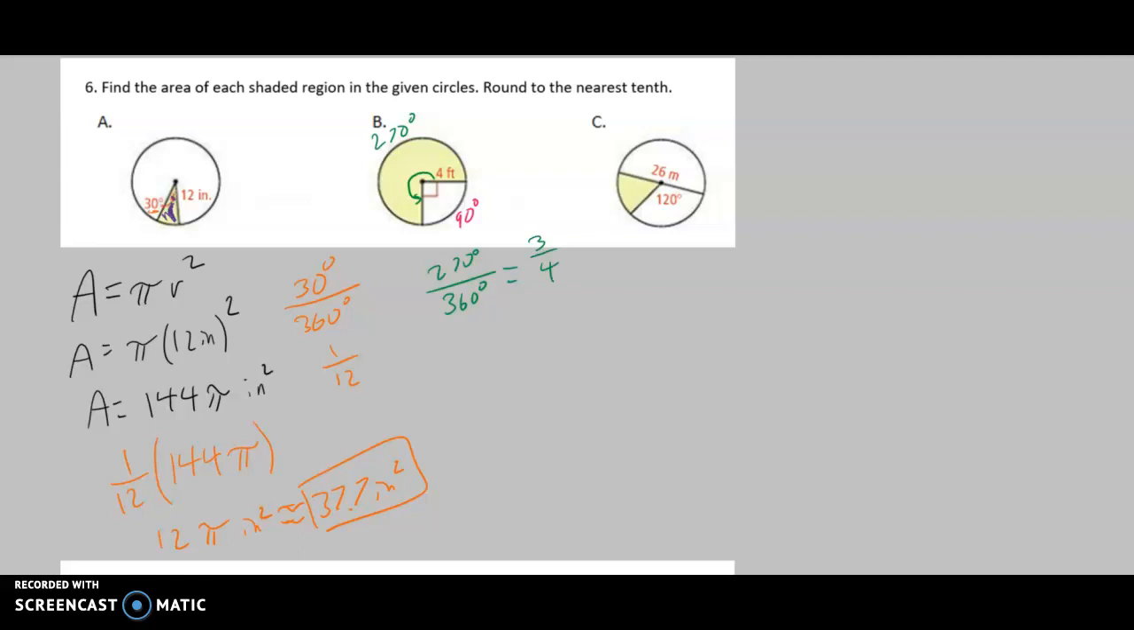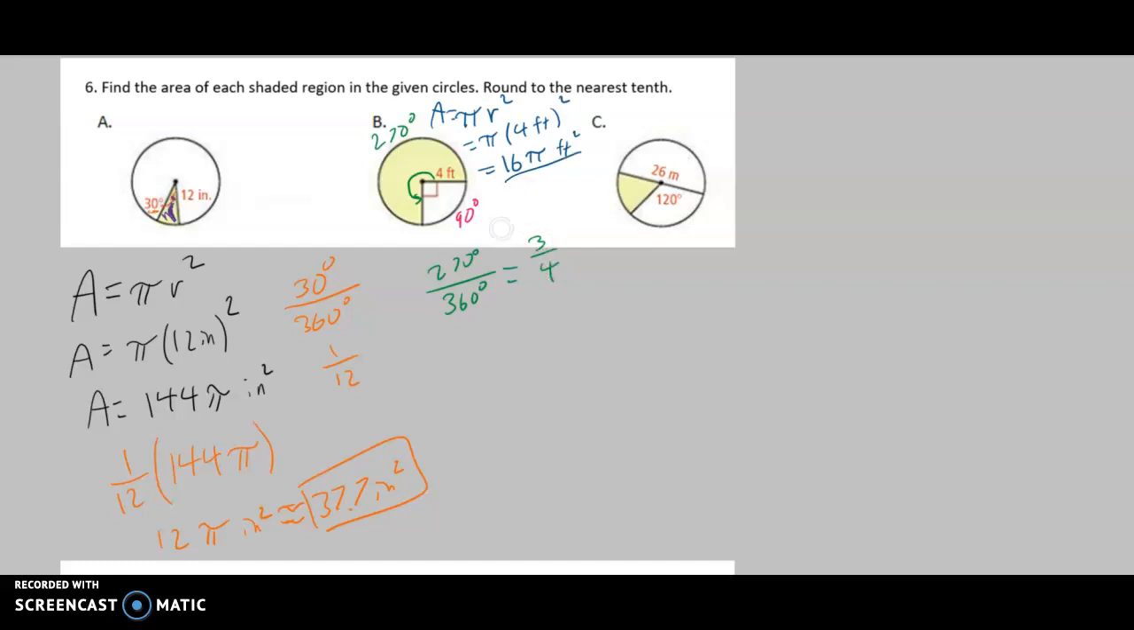So what we're looking at is 3/4 of this circle, and we want to know what the area is. So now let's find the area of the entire circle. The area of this circle, if we were looking at the whole thing, would be, again, A is equal to pi times the radius squared. So we're looking at pi times 4 feet squared. 4 squared is 16, so the area of this circle is 16 pi square feet, or feet squared.